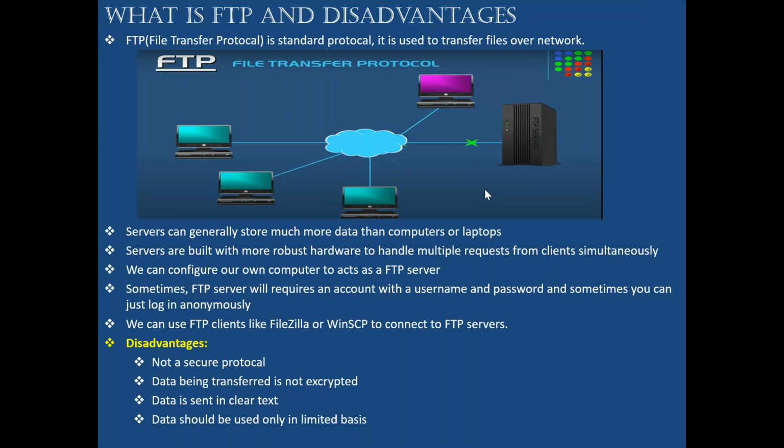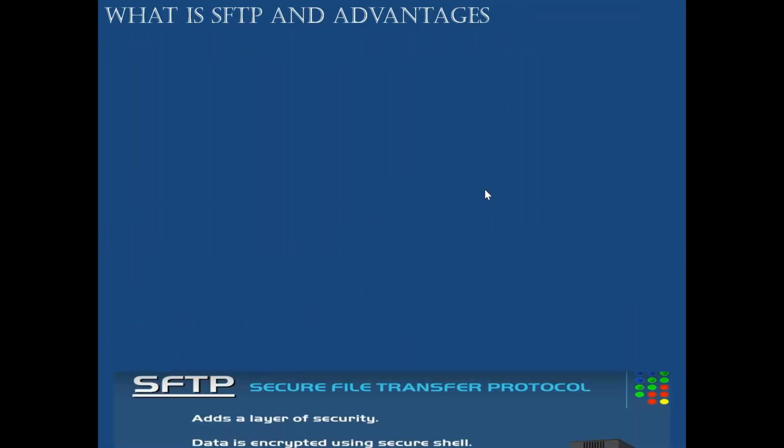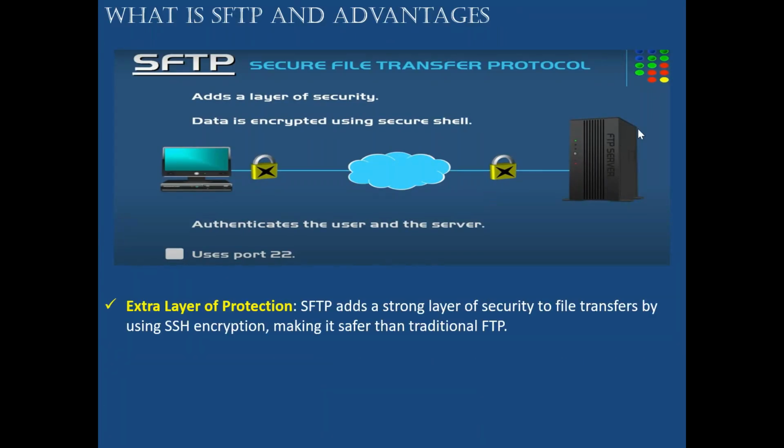FTP should be used only on a limited basis, for non-sensitive data only, meaning only data that is not that important or sensitive should be used with FTP. So that's where we move on to SFTP. SFTP adds a layer of security and the data is encrypted. Meaning let's say one of the users is storing a particular file on the server, so it adds security. It must require a username and password for authentication as well. And SFTP uses port number 22 to access the files. Clear, team?